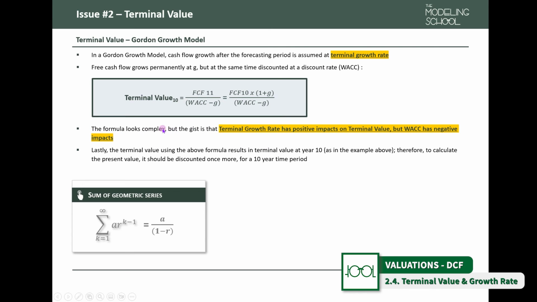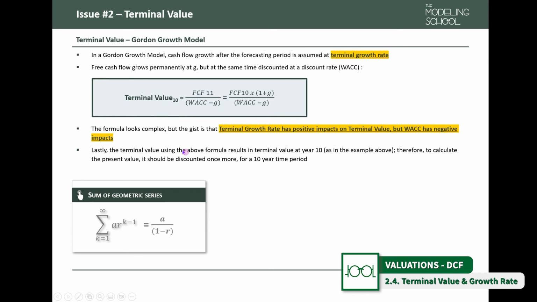The formula does look complex, but the gist is that the higher the weighted average cost of capital, the lower the terminal value. So the lower the enterprise value is going to be. On the other hand, the higher the growth rate, of course, the higher the terminal value and the higher the enterprise value. So that is the key thing to keep in mind here.